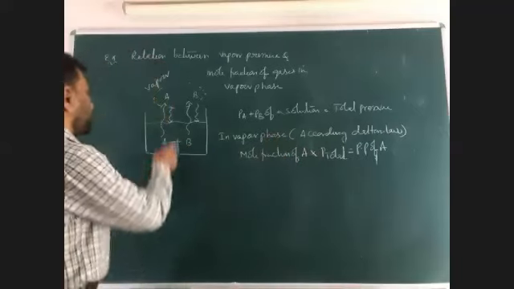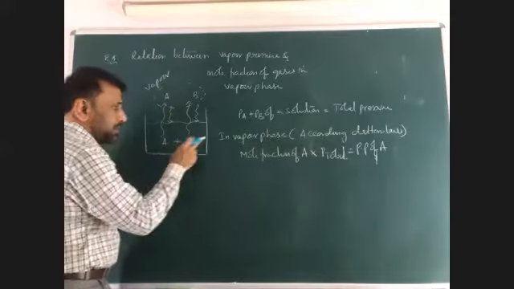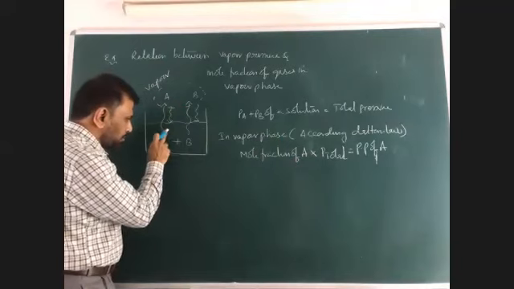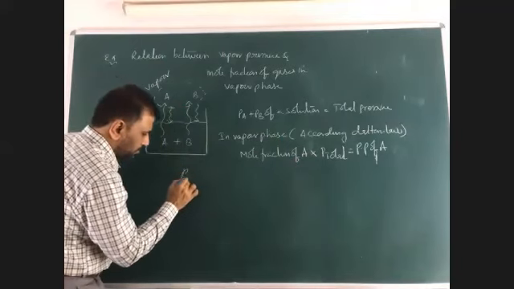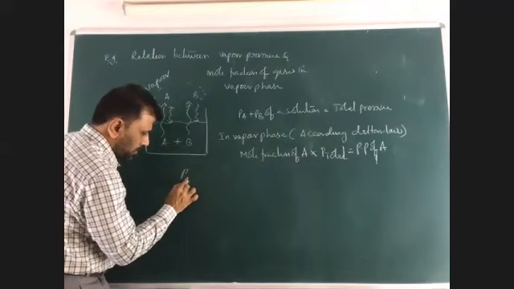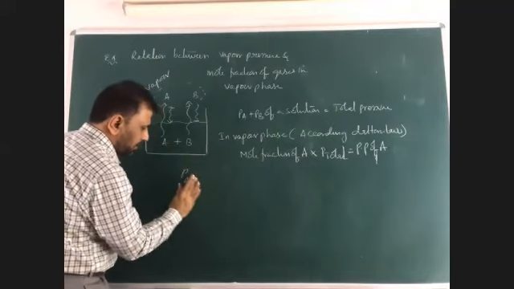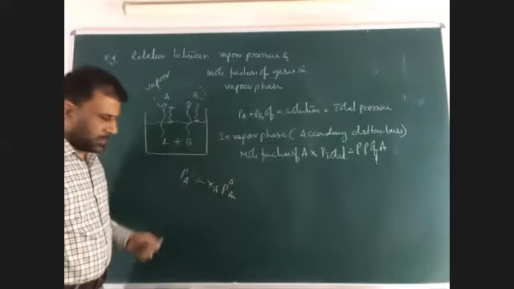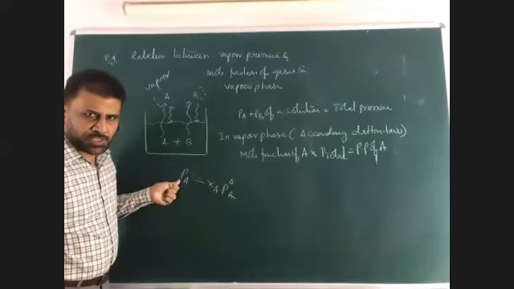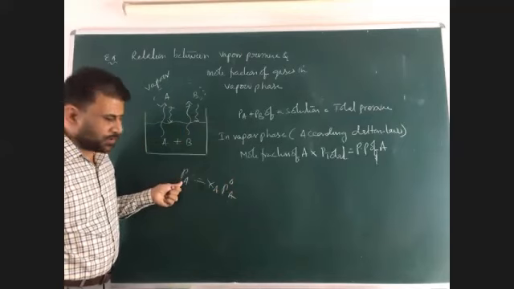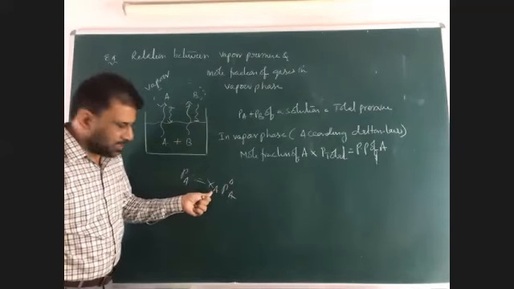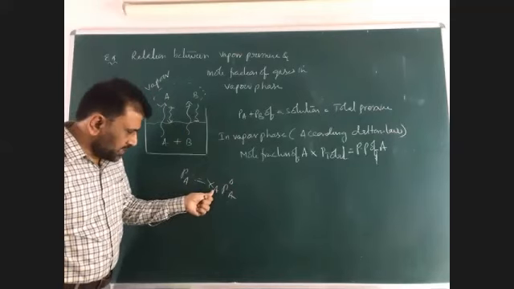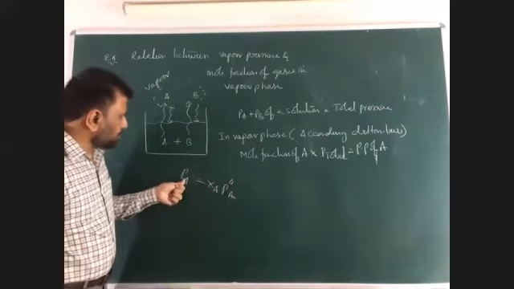Now, I want to calculate the mole fraction of A here. In Raoult's law, the mole fraction of A is applied for the solution. For example, I'll repeat once again: PA is equal to XA into P naught A, right or wrong? What is this? Partial pressure of A. What is this? Mole fraction of A. This mole fraction of A is in which state? Liquid state. This XA is in the liquid state. This partial pressure is in the gaseous state.